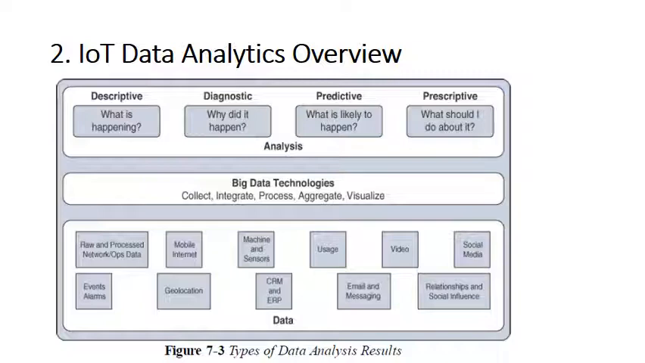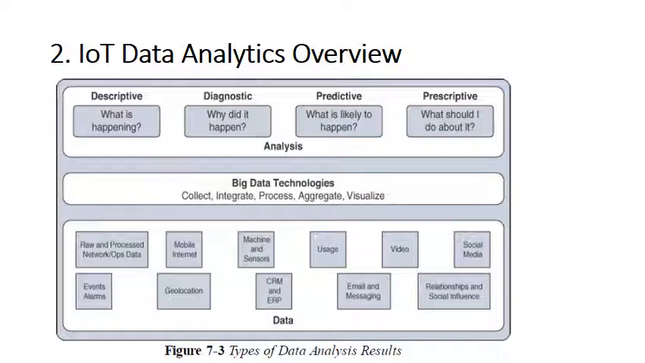There are three layers here. The first layer is the algorithm, that is the data analytics algorithm. The second is about big data technologies, which we can apply to collect, process, aggregate and visualize the data. And the third layer is called the data layer, where we can generate the data from various devices, various media and various levels. So these are three levels.